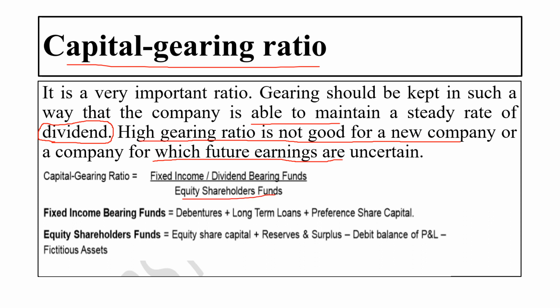Now to find out the fixed income bearing fund, there is again a formula: we have to take debentures plus long term loans plus preference share capital, and we will get the fixed income bearing fund. And to find out the equity shareholder funds, we have to take equity share capital plus reserves and surplus, minus debit balance of profit and loss account, minus fictitious assets.